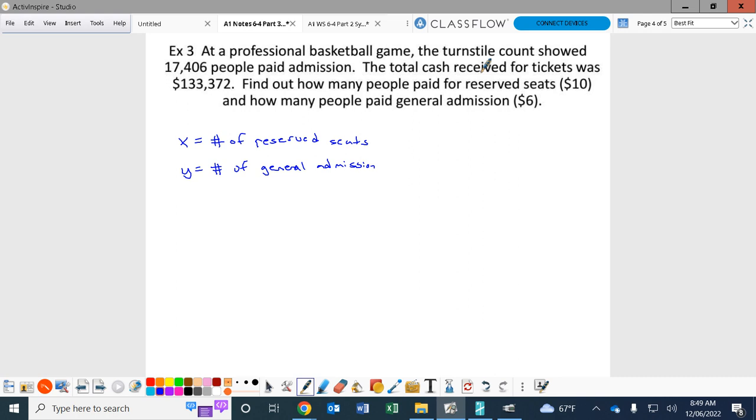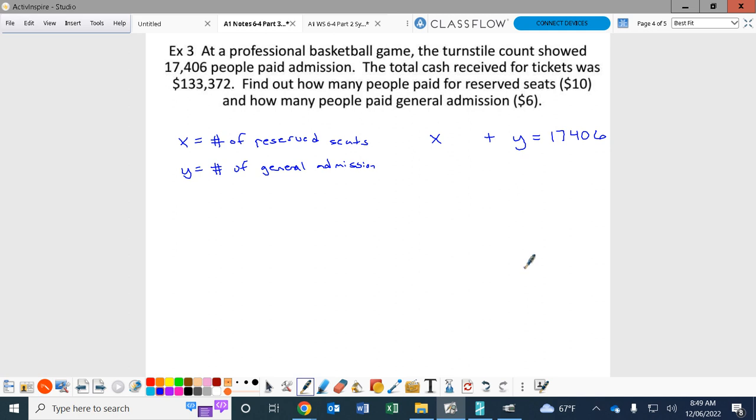So, just like before when we started with the number of stamps, it's related to that kind of problem. You're going to be doing the total number first. So if you add the number of reserved seats and the number of general admission, the X plus the Y, what does that total up to? How many people attended the game? That's the 17,406.